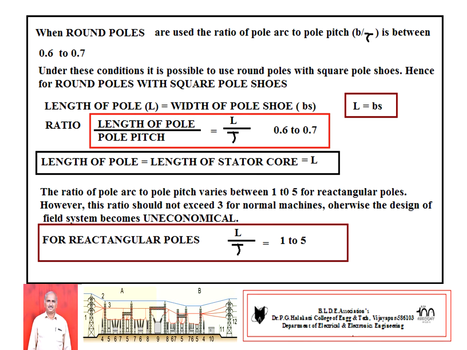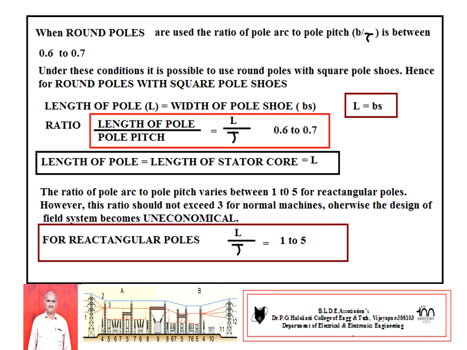When round poles are used, the ratio of pole arc to pole pitch. That value, pole pitch means tau. Tau equal to pi D by P. Pole pitch equal to tau. Tau equal to pi D by P. Bs is the pole arc. So you observe from the diagram, you can understand.